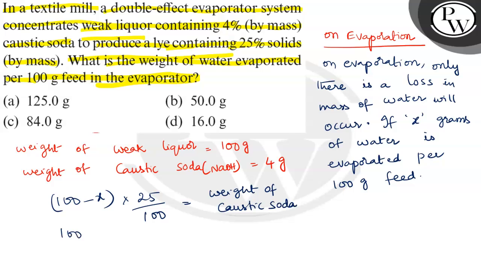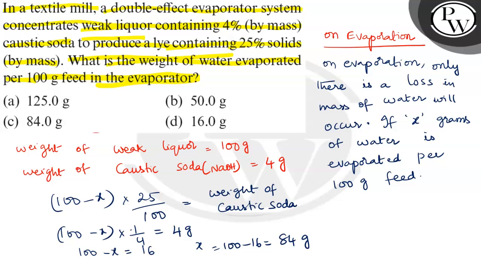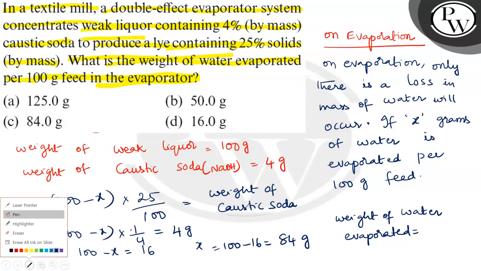So that is (100 minus x) into 25 by 100, that is 1/4, is equal to 4 grams. Now 100 minus x is equal to 16, x is equal to 100 minus 16, that is equal to 84 grams. So weight of water evaporated is equal to how much? 84 grams.